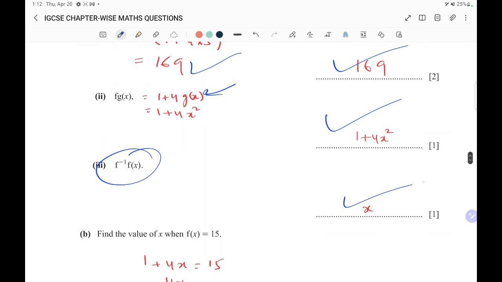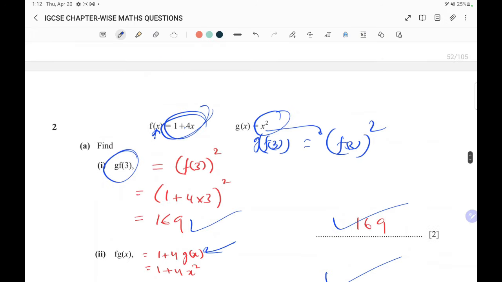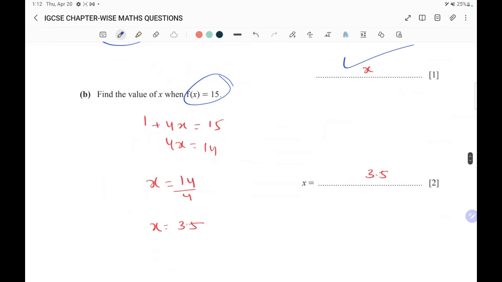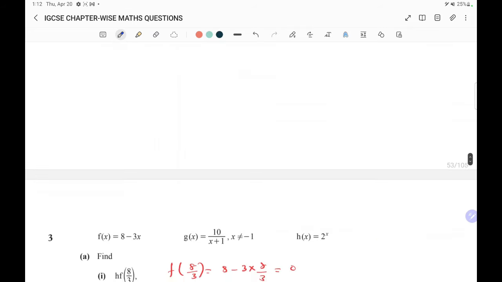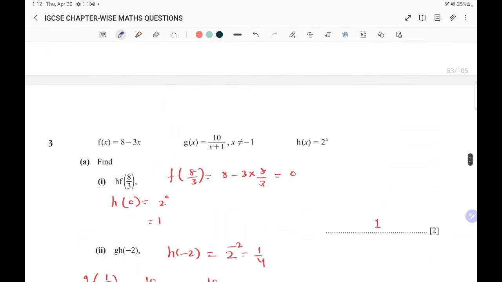F inverse f of x is always x, you have to remember that. Find the value of x when fx is 15. So 1 plus 4x is 15, so 4x is 14, x is 3.5. This question was very simple. Question 2. Now question 3.